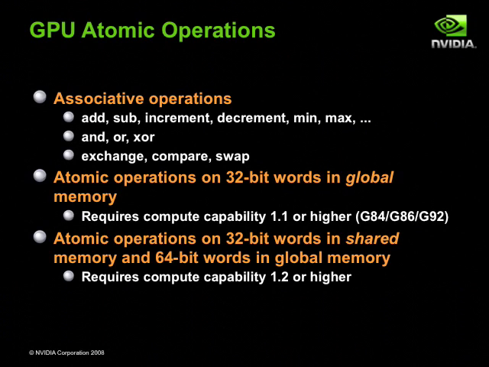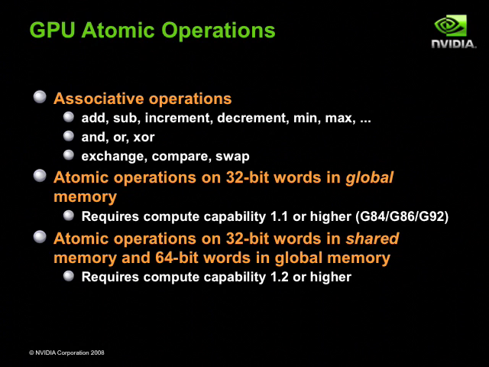GPU atomic operations allow different threads to safely modify the same address for associative operations or operations where the order of execution does not impact the result. These operations include add, subtract, increment, decrement, min, and max, logical and, or, and exclusive or, as well as exchange, and compare and swap. Atomic operations are available on certain NVIDIA GPUs depending on the GPU's compute capability. The compute capability is used to keep track of certain features available on GPUs, such as which atomic operations are supported.